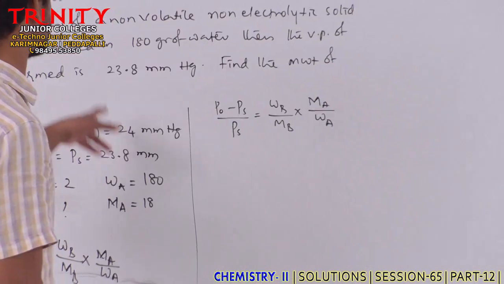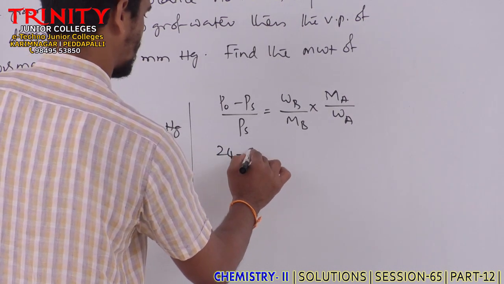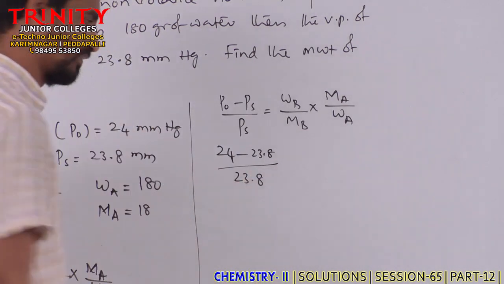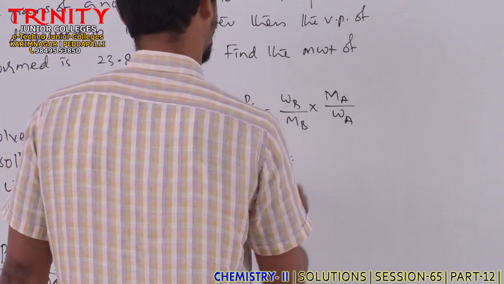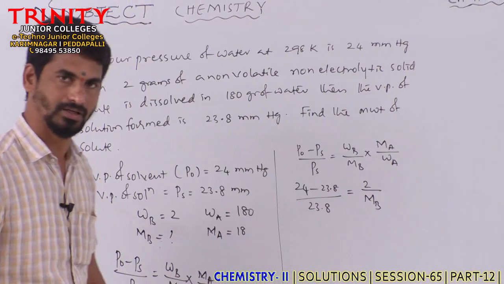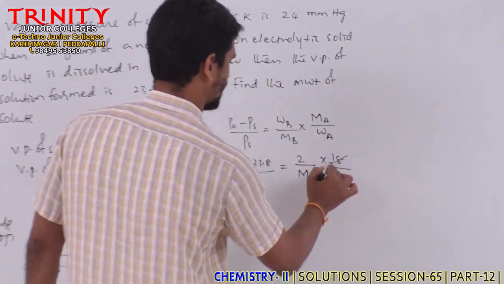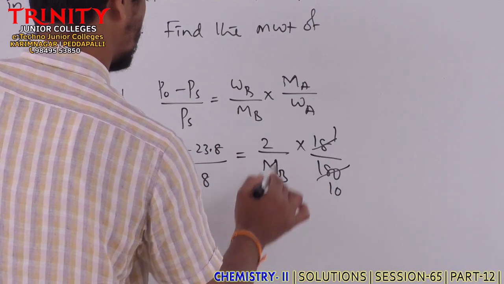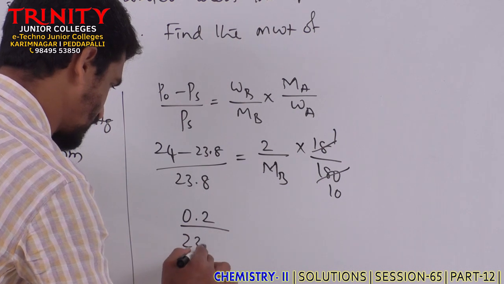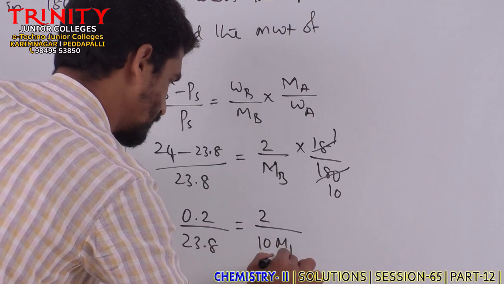Now by substituting, P naught is 24, minus Ps 23.8, by Ps 23.8, equals weight of solute, that is 2, over molecular weight of solute, which you are asked to calculate, into molecular weight of solvent 18 by weight of solvent 180. 18 ones are 18, 10s are 180. So from this, 0.2 by 23.8 equals 2 by 10 MB.